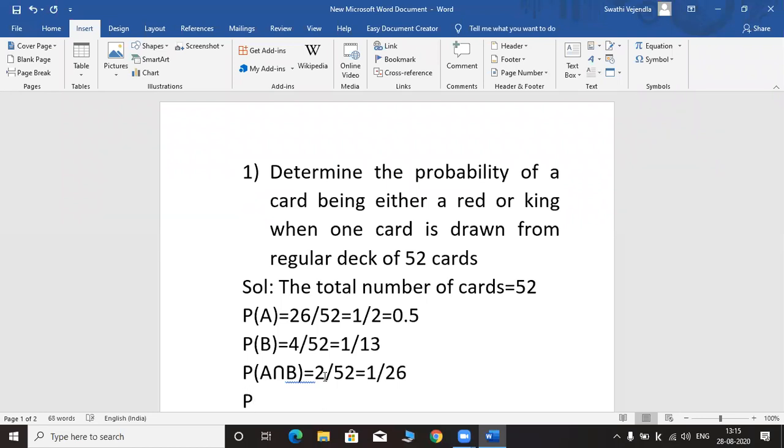So probability of A union B is equal to, what is the formula according to the addition theorem on probability? P of A plus P of B minus P of A intersection B. So now let us copy this one.